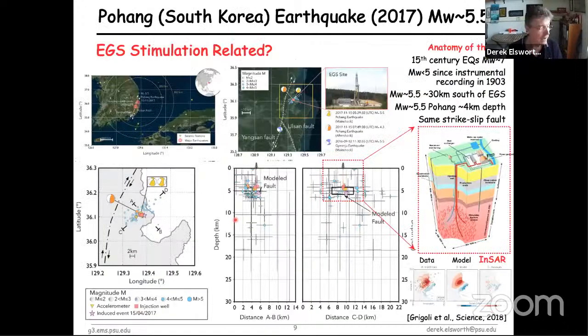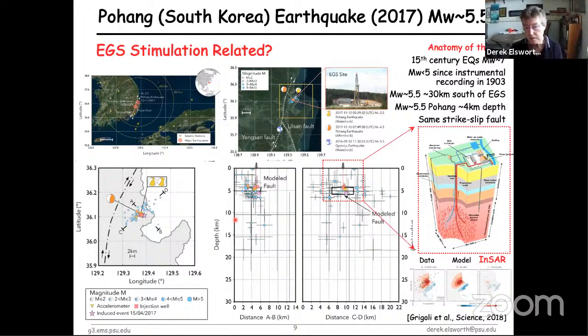And of course, the very famous example of this having happened in a deep geothermal project is in Korea from 2017, I think, right? Which was the Pohang event, which happened after a stimulation had occurred, where a magnitude 5.5 earthquake occurred about 30 kilometers south of the site in Seoul at 4 kilometers depth, which was a fault that was presumably reactivated in some way by the injection, just from the timing of it.